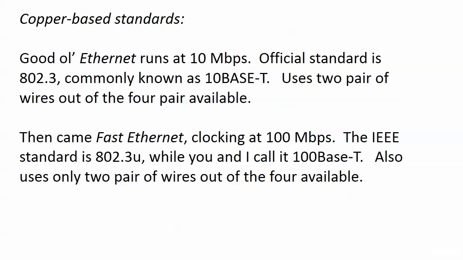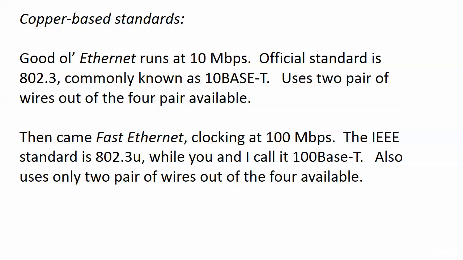Now those copper-based standards. Regular Ethernet runs at 10 meg, and the official standard is 802.3. You can tell it was the original because it doesn't have any letters on the end of it. It's commonly known as 10BASE-T. If you are talking about Ethernet standards with someone in the industry, they're probably not going to say 802.3, they'll probably say 10BASE-T. That's why I'm giving you both names. Now, Ethernet uses 2 of the 4 pair of wires that are available.